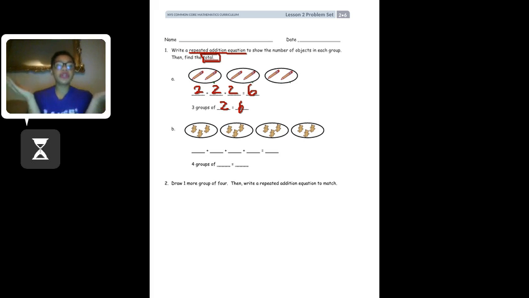Now, if you remember from earlier in the year, we learned how to skip count. And in this equation, we would see that we could skip count by 2. That's 2, 4, 6. We skip count by 2s. Or you could have counted them all out. 1, 2, 3, 4, 5, 6. Good job.